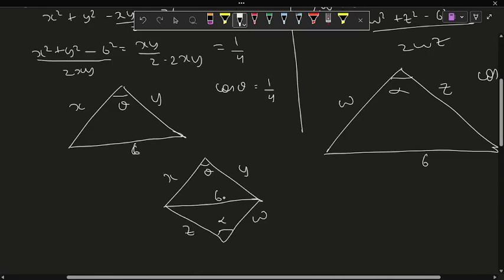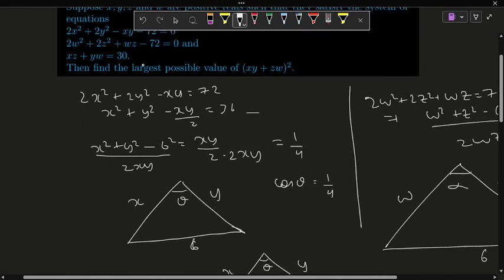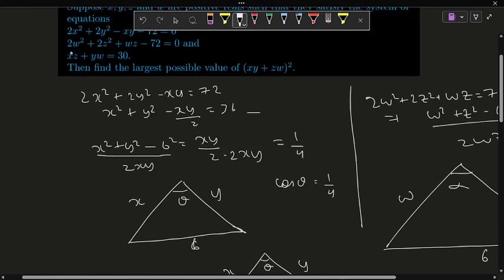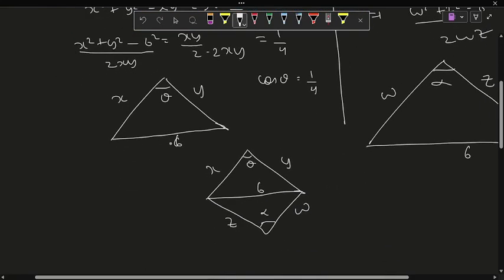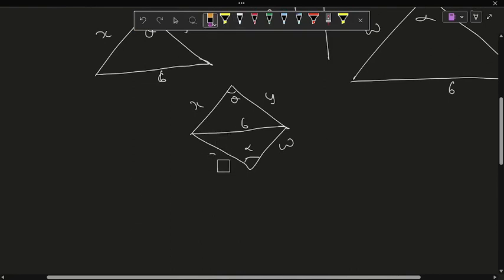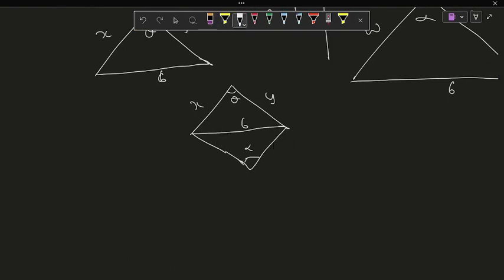No, wait, since we have xz plus yw, and since you must have seen the thumbnail, I'm going to use Ptolemy's theorem. So z must be opposite to this, and it actually doesn't matter for converting an algebraic set of equations into a geometric figure. So this can be w, this can be z.